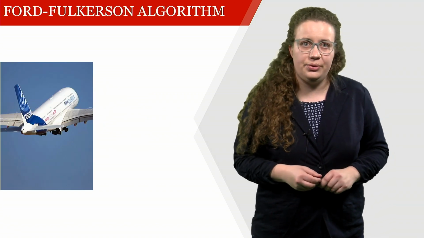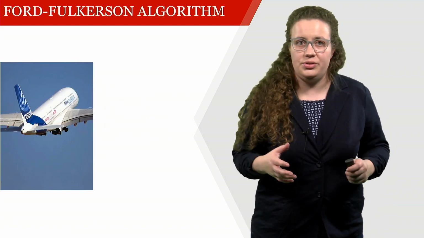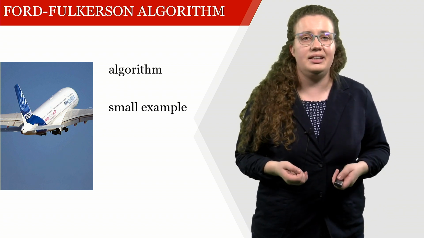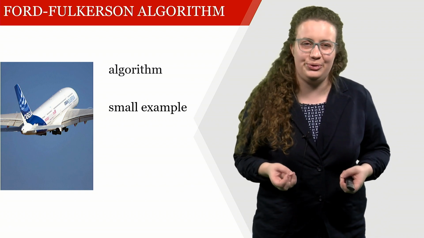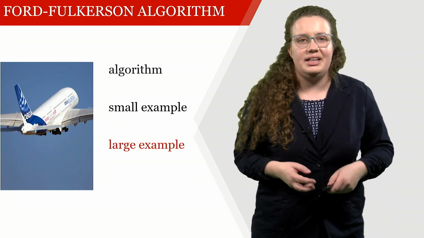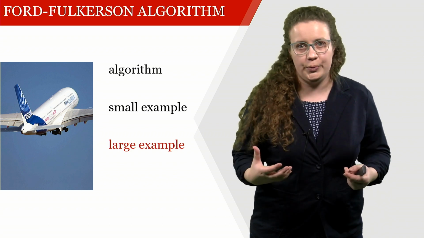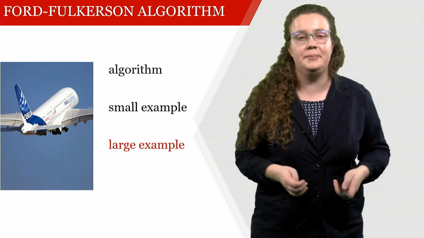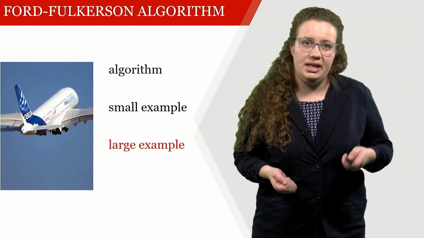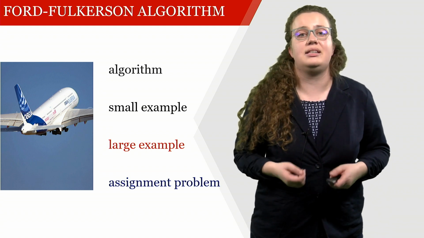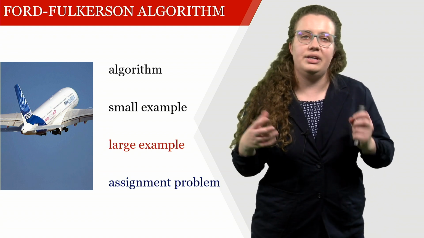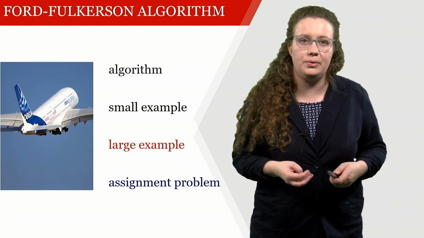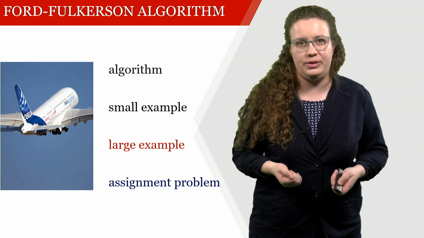So this was the Ford-Fulkerson algorithm, and what I would like you to take away from this web lecture is, first of all, what an algorithm is. Secondly, we've looked at this small example of the Ford-Fulkerson algorithm. What I would like you to do as homework is work on the larger example, which is the TUI Airlines full network. And what we're going to look into in the next web lecture is the assignment problem, which is a variation of the maximum flow problem, or can be cast into the maximum flow problem, which means that you can also use the Ford-Fulkerson algorithm here.